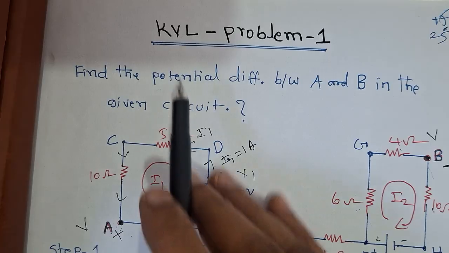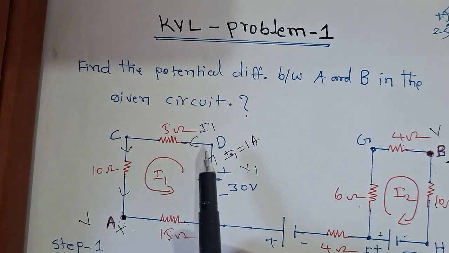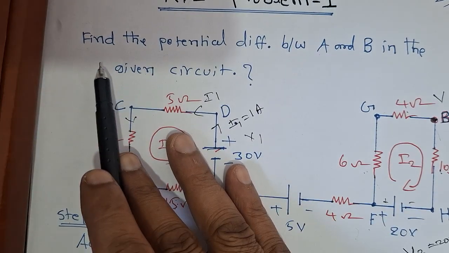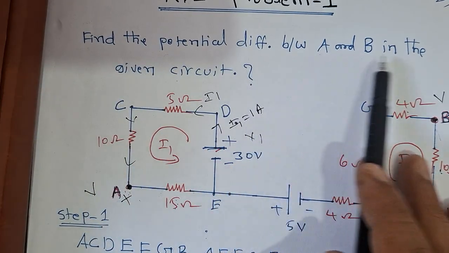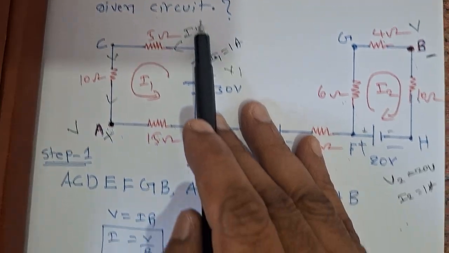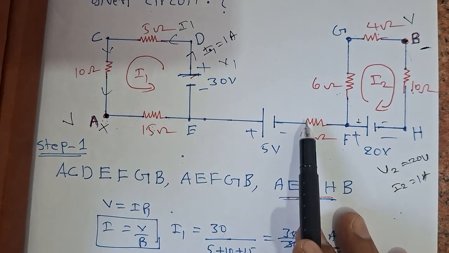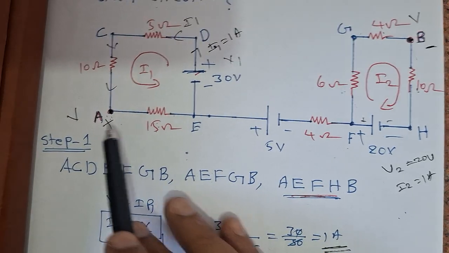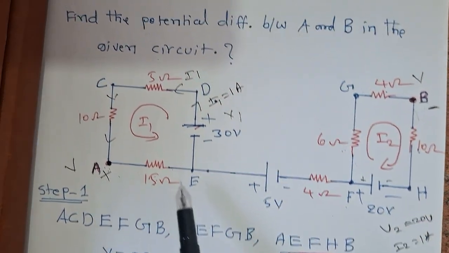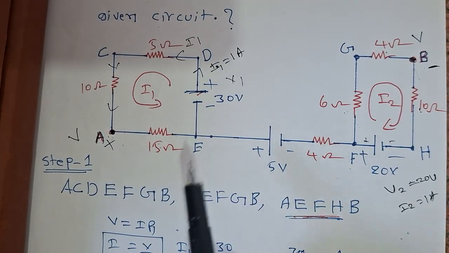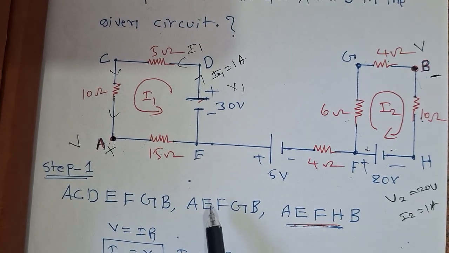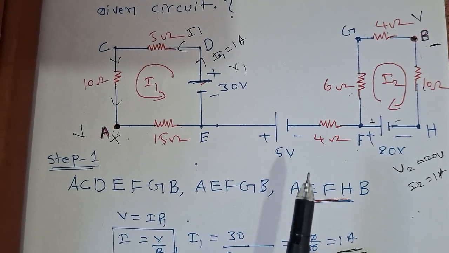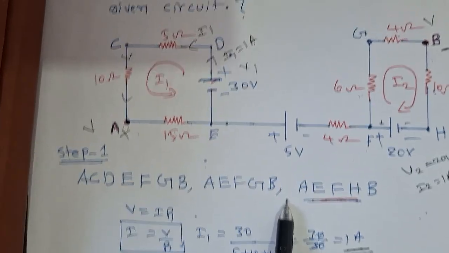Now today we are going to discuss problems in KVL. Okay, let us see, this is one problem. KVL problem 1: find the potential difference between A and B in the given circuit. So this is the given circuit. We have to find the potential difference between VA and VB. Just the circuit is given and you have to find the potential difference, nothing but voltage. Don't get confused, it's a very simple circuit.